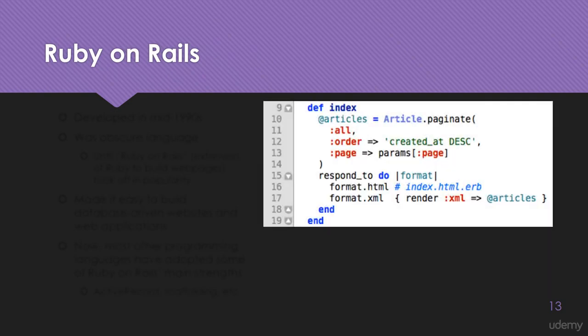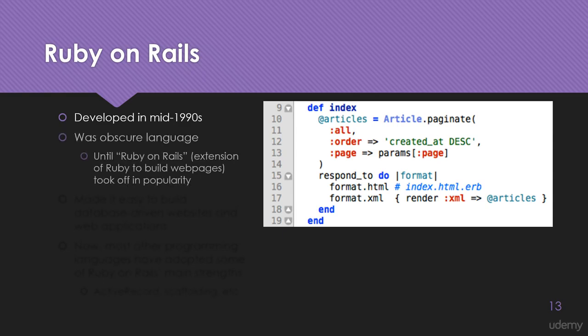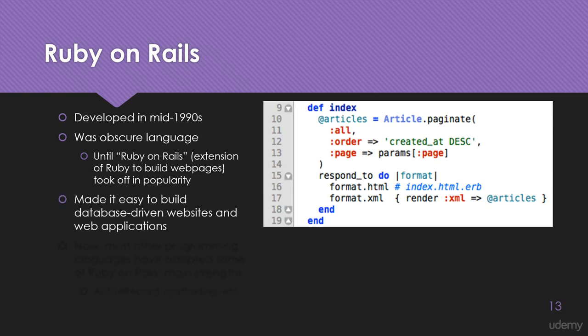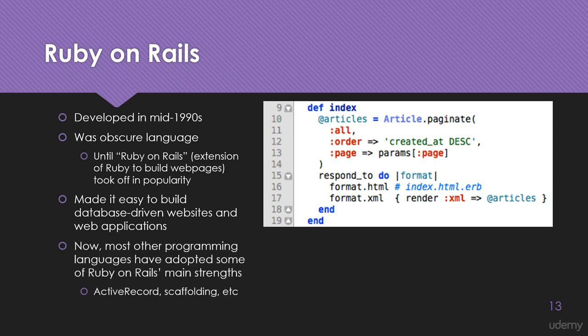Very quickly, we'll talk about Ruby on Rails. So Ruby is another programming language developed in the mid-90s. It wasn't actually very popular until Ruby on Rails, which was an extension of Ruby to build web pages, took off in popularity. The reason Ruby took off was because it made it easy to build database-driven applications and websites in the programming language. So people didn't have to do a lot to build web-based applications, and Ruby really helped with that. So now a lot of other programming languages have adopted some of Ruby on Rails' main strengths, such as active record scaffolding, which helps you generate database-driven applications very quickly.